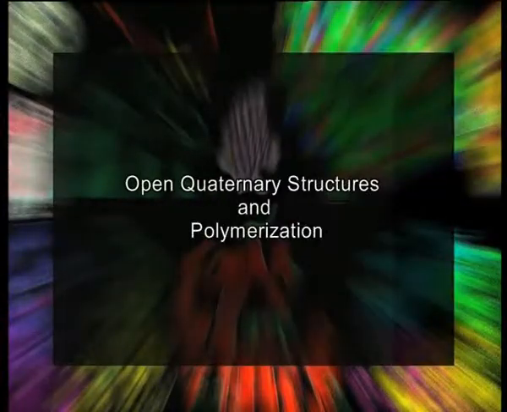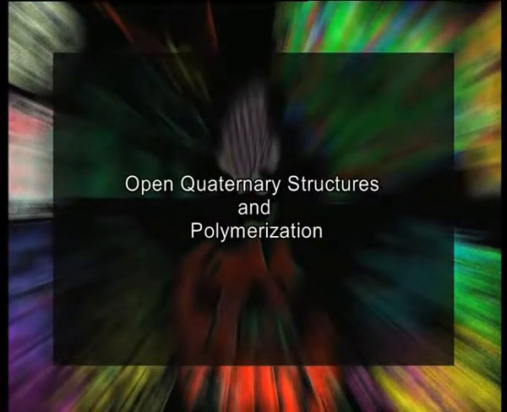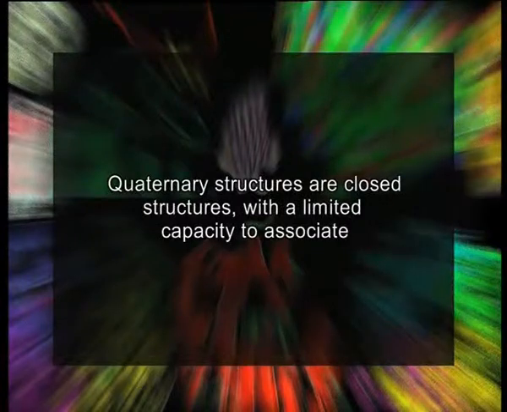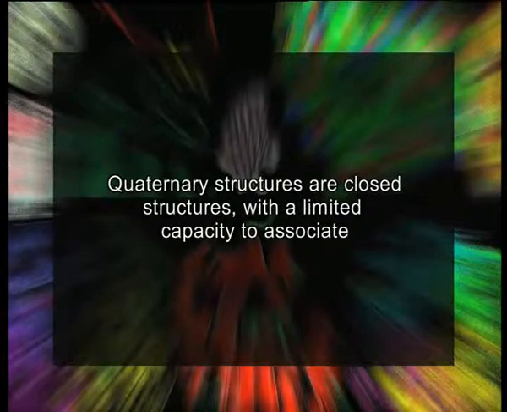Now, open quaternary structure and polymerization. All of the quaternary structures we have considered to this point have been closed structures with a limited capacity to associate. However, many proteins in nature associate to form open heterologous structures which can polymerize more or less indefinitely, creating structures that are both aesthetically attractive and functionally important to the cell or tissue in which they exist.